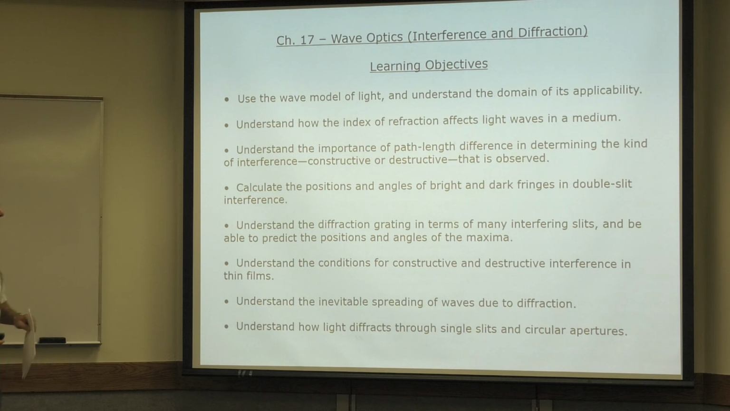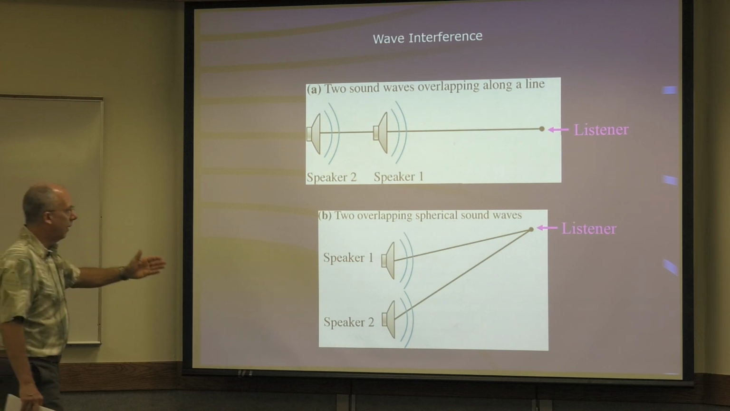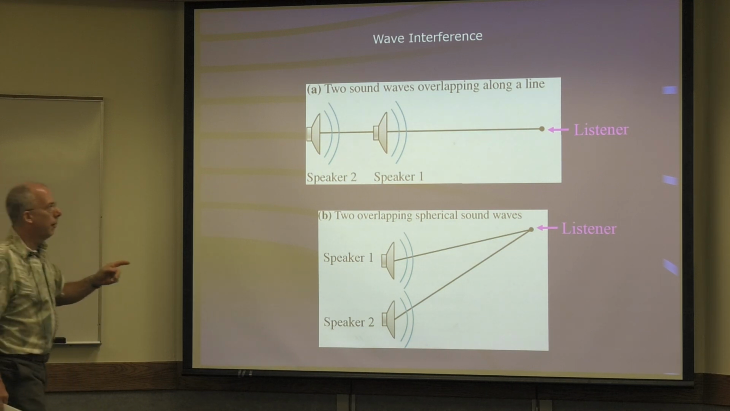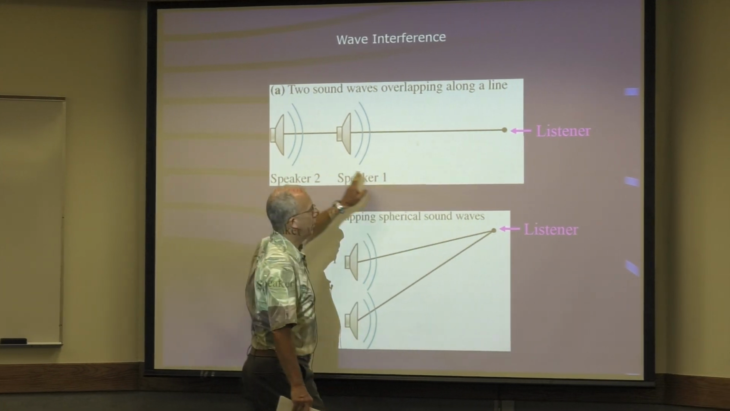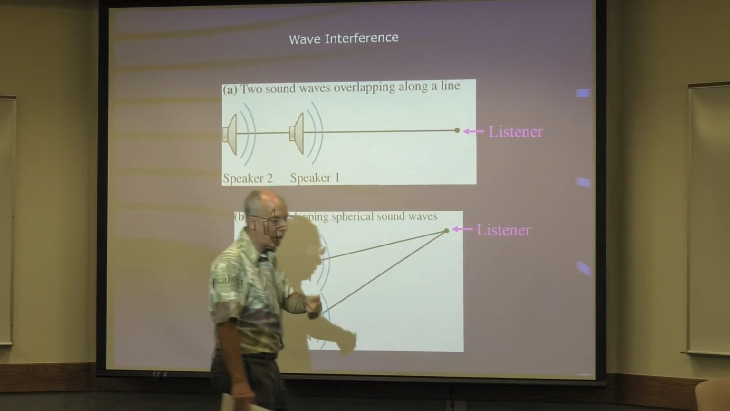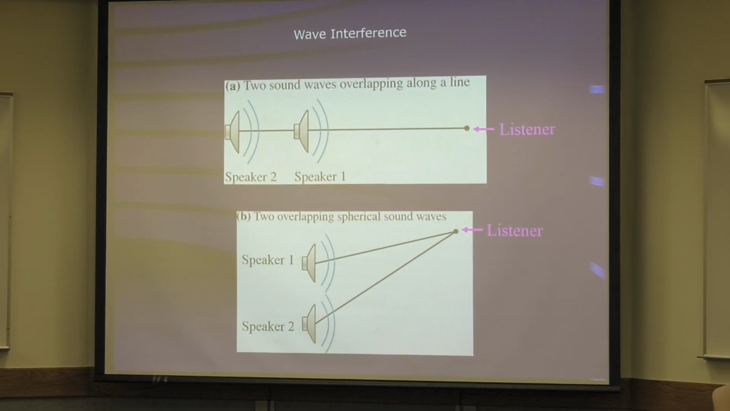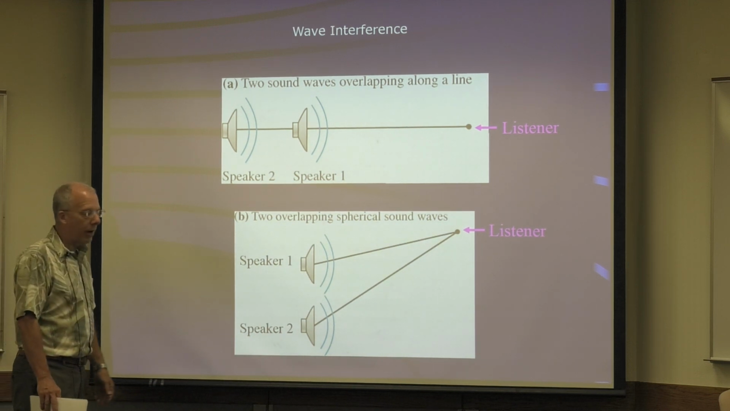All right, we need to review Physics 105. So here we have two identical speakers. What is the only difference about the sound wave from each speaker that arrives at the listener? Remember, they're identical speakers. So what's the only difference between the sound wave from speaker 1 and the sound wave from speaker 2? Well, it's sort of obvious, right? It's the distance that the wave travels.